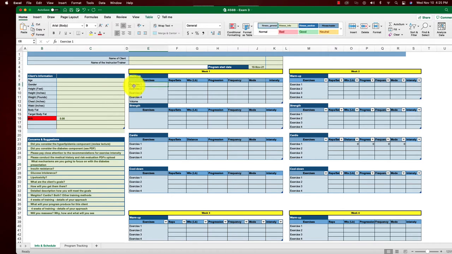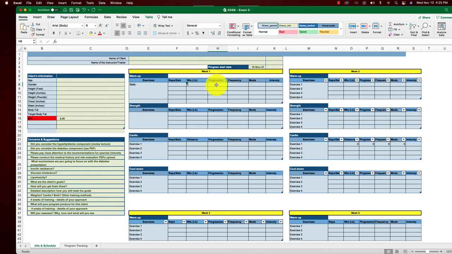For exercise, you can say that you are going to have them do static stretches, right? You can fill this out however you want. You can say they're going to do static stretches. How many times are you going to do it? Is there going to be weight involved? You might say, sure, we'll have them do it with a 5-pound plate. And then I have this progression section here.